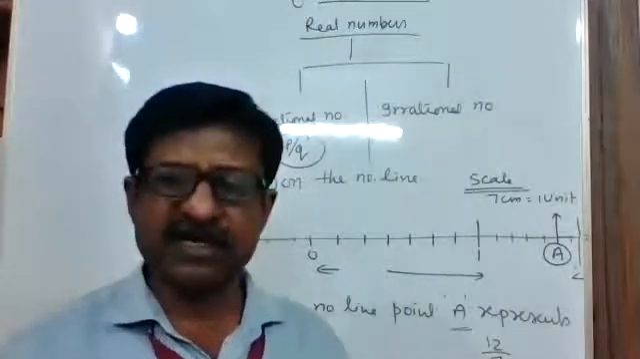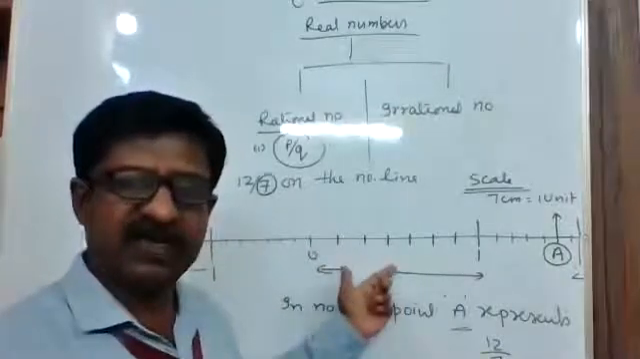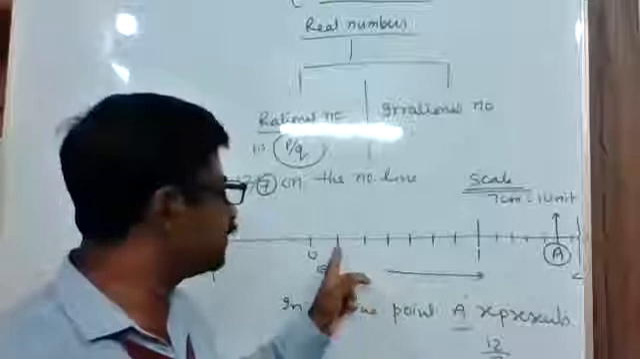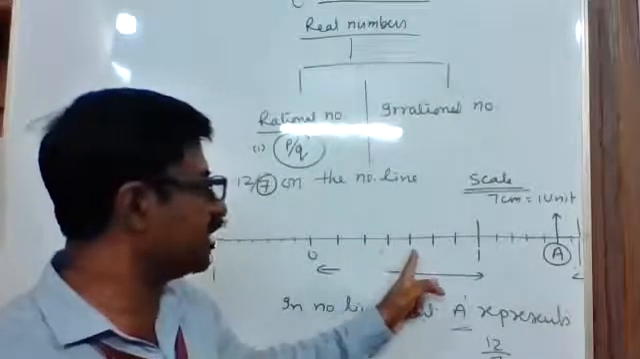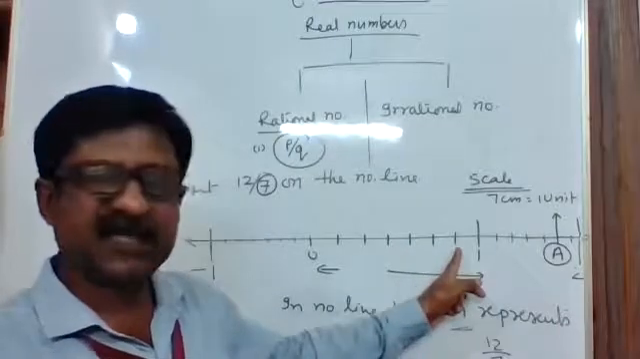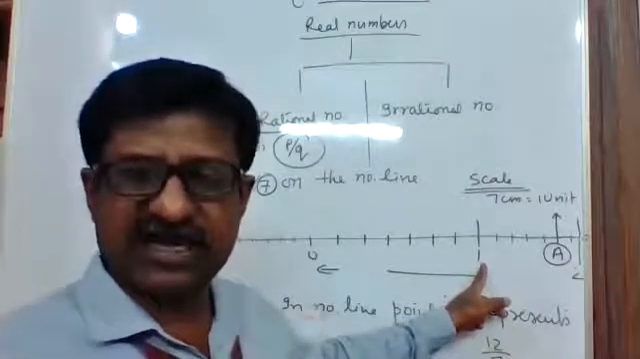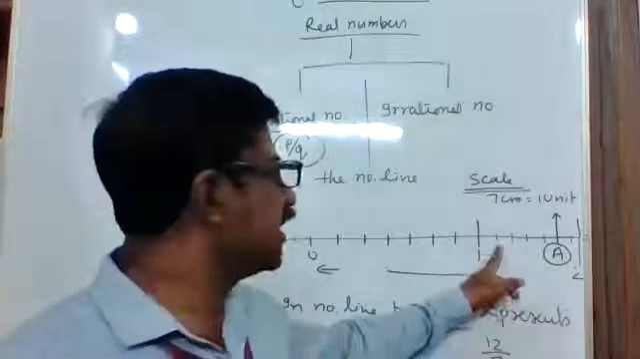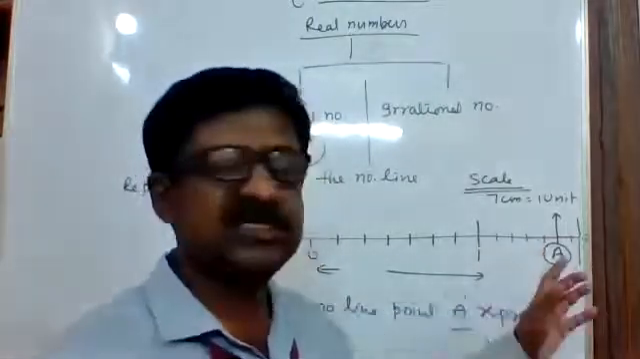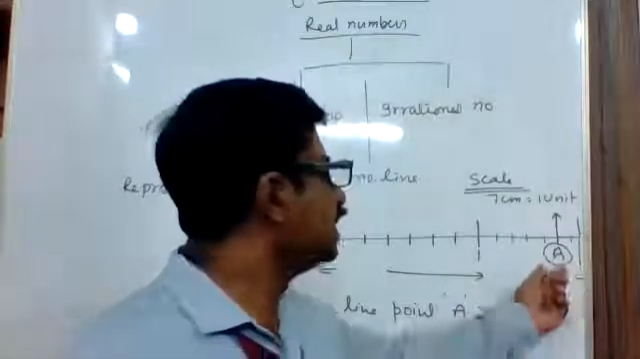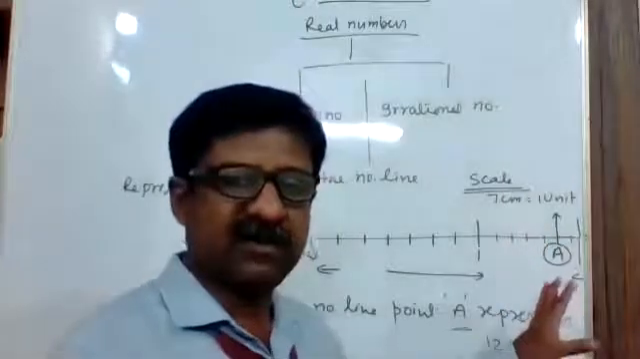Now, why this is 12 by 7? If you are starting it from the beginning itself, this 0 and 1 is divided in 7 parts. That is, the first part is 1 by 7, 2 by 7, 3 by 7, 4 by 7, 5 by 7, 6 by 7, 7 by 7. And 7 by 7 means 1. 7 and 7 is cancelled, that is 1. This is 8 by 7, 9 by 7, 10 by 7, 11 by 7, and this is 12 by 7. That means this point A is representing 12 by 7.